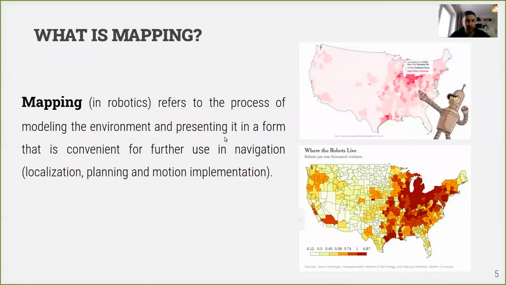So mapping in robotics refers to the process of modeling the environment and representing it in a form that is convenient for further use in navigation. We mostly use maps in navigation, and by navigation we usually mean the combination of localization, planning, and motion implementation. So everything to get from point A to point B is called navigation, and it includes our ego pose estimation, so localization, then planning of our motions and implementing those motions.